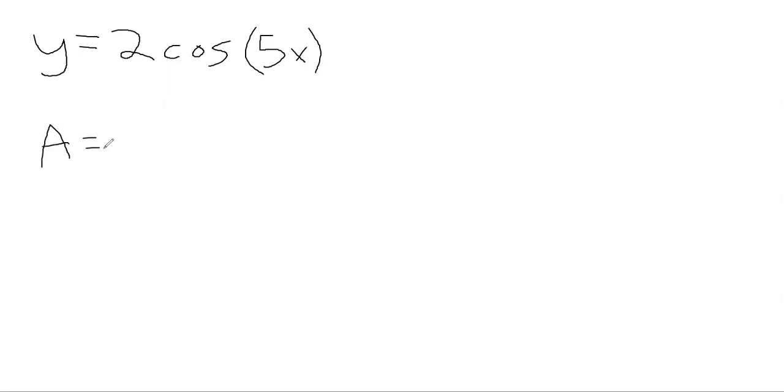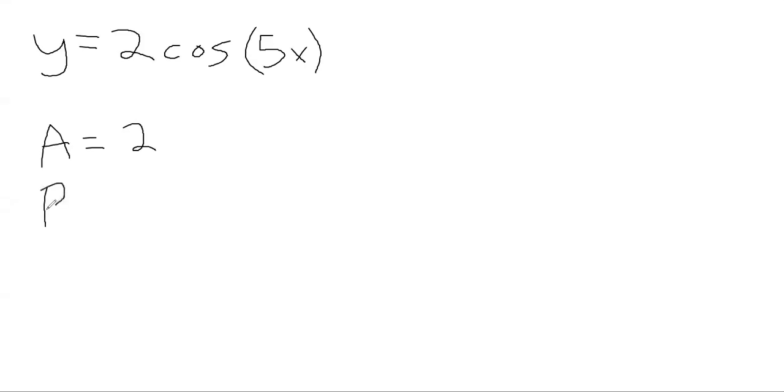Amplitude, we always look at the coefficient of either the sine or the cosine. And the coefficient in this case is going to be a 2. So the amplitude is 2, meaning from the midline, we're going to go 2 units up and 2 units down to find the maximum and the minimum. So the max and the min are going to be 4 units apart.